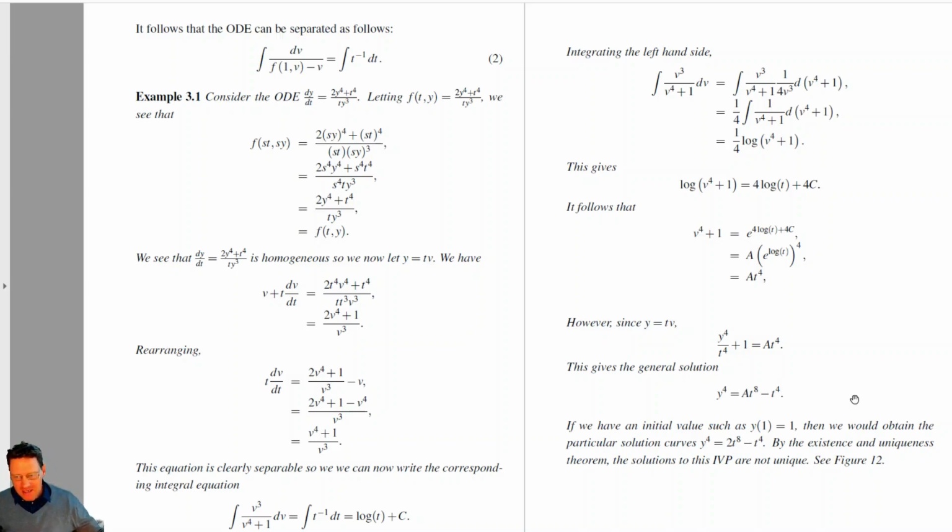All right, so if we had an initial value, suppose we have y of 1 is equal to 1, then we can get a particular curve. If we sub in t as 1, then on the right there we've got a minus 1. So that would say that a minus 1 is equal to 1 to the 4th, which is 1. So that gives us that a is equal to 2. And so we can sub in a as 2 into our expression and get a particular curve. y to the 4th is 2t to the 8th minus t to the 4th.